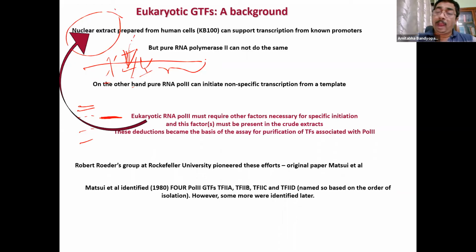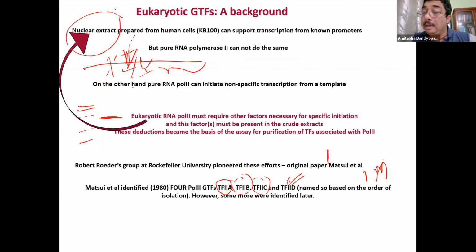So TF2A came out first, meaning it has minimum affinity towards a negatively charged column, the phosphocellulose column. You keep on increasing, you get TF2B, TF2C. TF2D requires such a high concentration, 1 molar salt concentration. 1 molar. That's a whole lot of salt concentration.